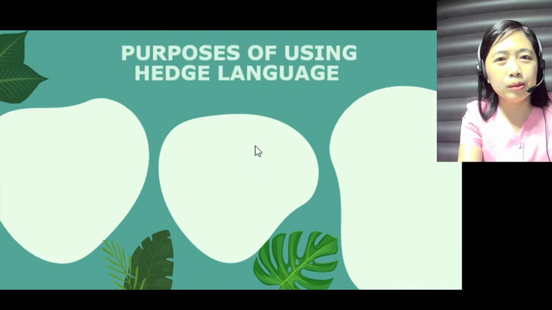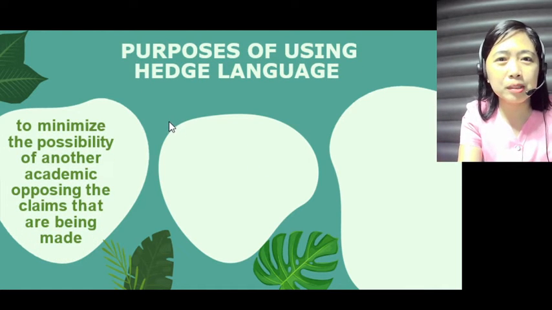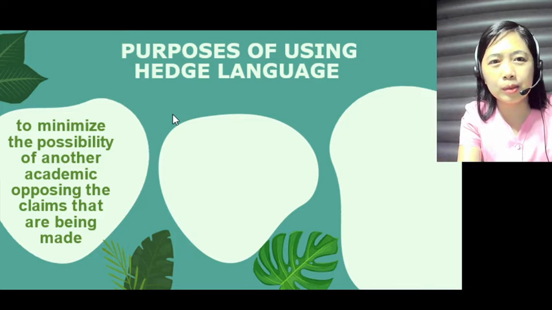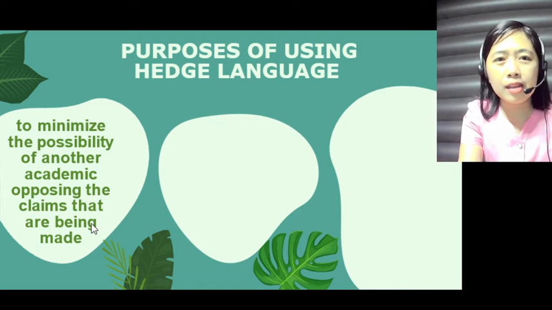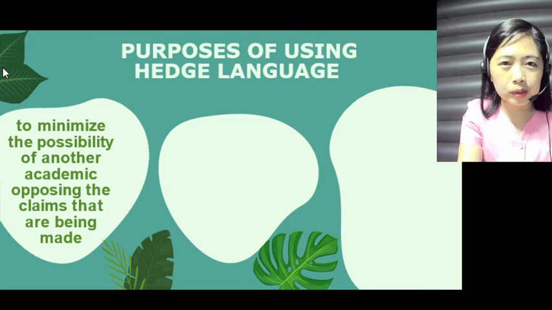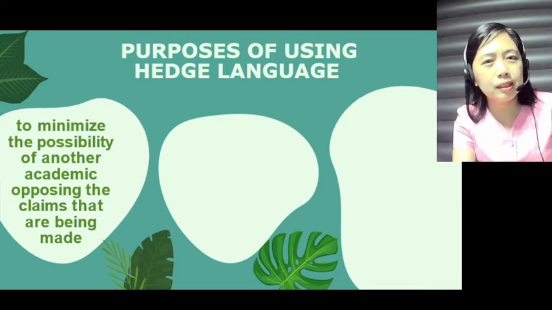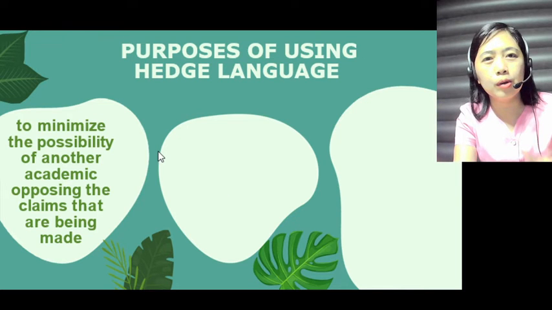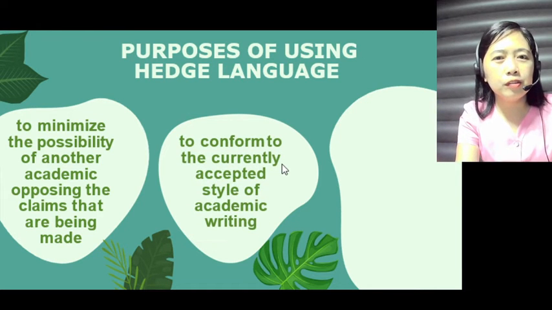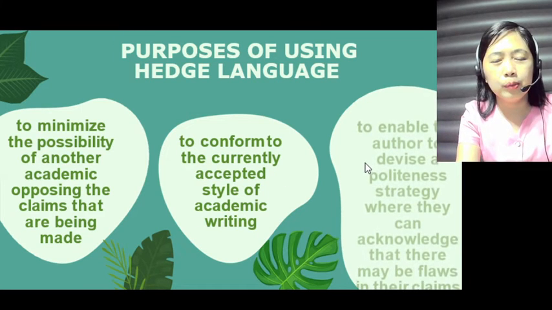Okay, and how do we do it? These are the purposes of using hedge language. First, to minimize the possibility of another academic opposing the claims being made, so that a claim is not easily attacked. So our way of speaking should still be right. Second, to conform to the currently accepted style of academic writing.